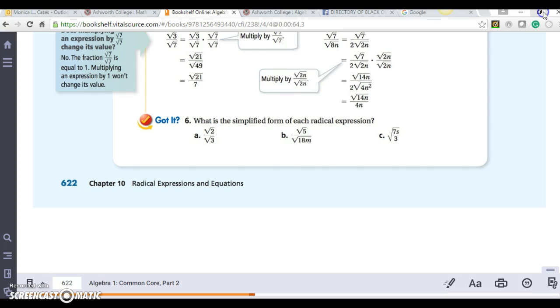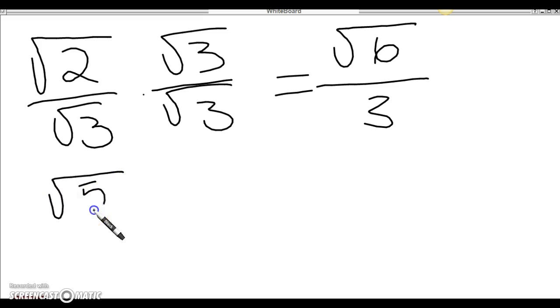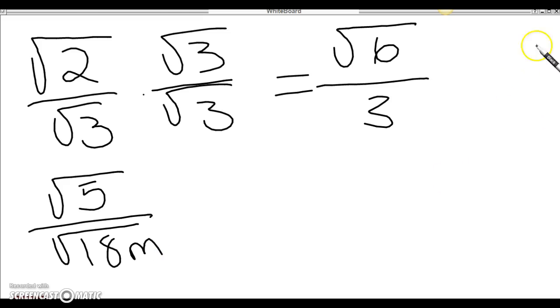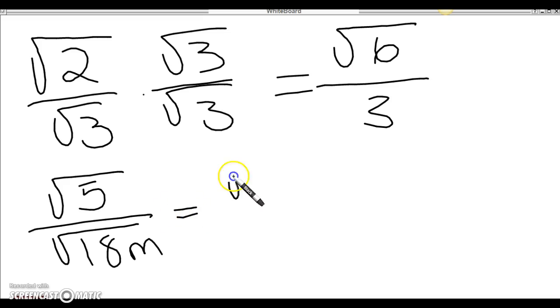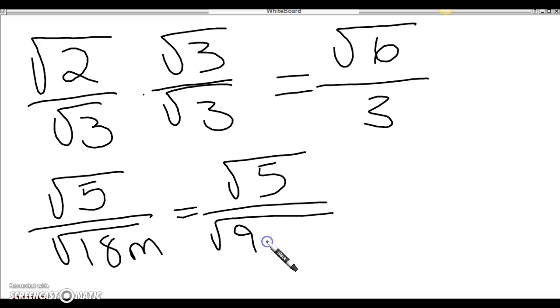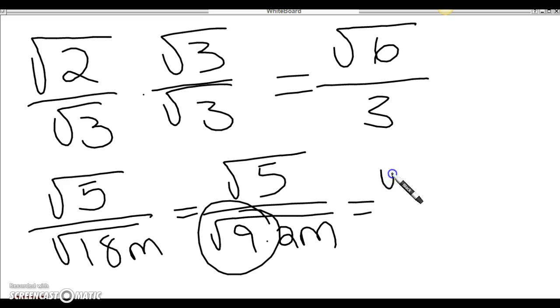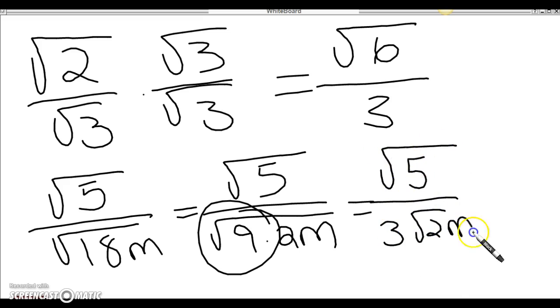That was easy. Let's do the square root of 5 over the square root of 18m. And I'm going to reduce it first. So I have the square root of 5. That 18, I already know it has that 9. And I can take that square root of 9. So I get square root of 5 over 3 square root 2m. Multiply top and bottom by square root of 2m.